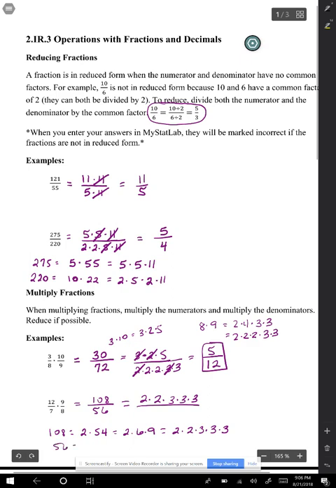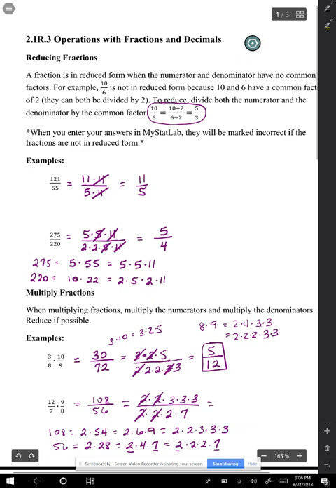And I'll do the same thing with 56. 56 could be broken down into 2 times 28. And then 28 would be 4 times 7. And then 4 would be 2 times 2. And you'll notice the 2 and the 7 I just carry along, and then I broke down the 4 into 2 times 2. So I would end up with 2 times 2 times 2 times 7. So we have a common factor of 2, another common factor of 2, and that's it.